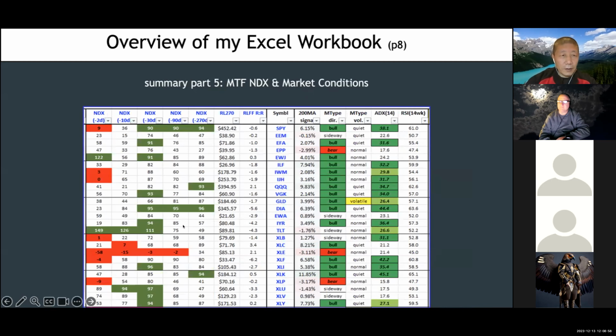This is the multi-time frame NDX and the market condition. I apply the 200 days MA as the criteria for bull, bear, sideways to each of those symbols. Also included are the ADX and the RSI, as a weekly RSI.